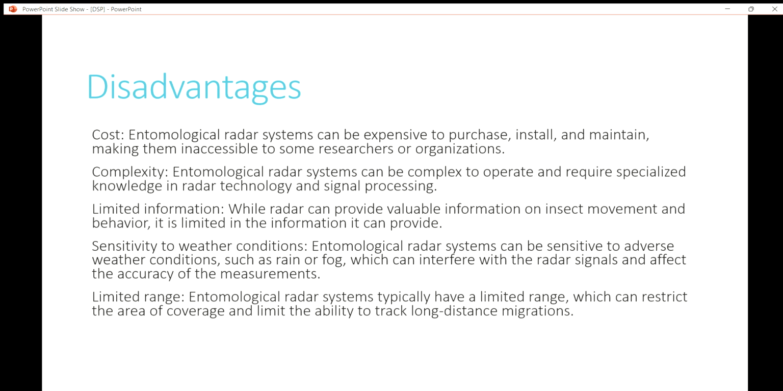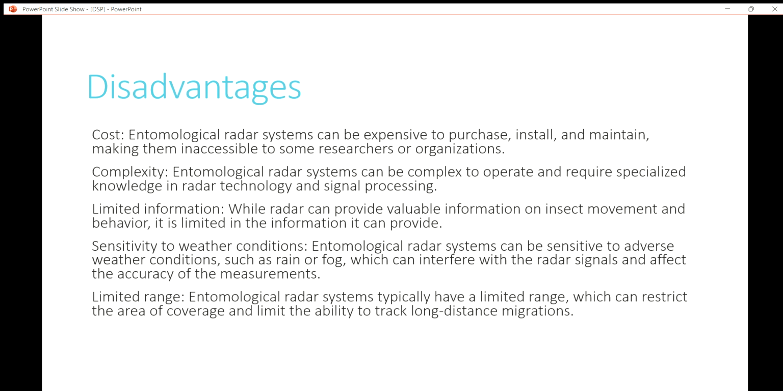And now coming to the disadvantages. There are several disadvantages of this radar, including cost, complexity, limited information, sensitivity to weather conditions, and limited range. These radar systems can be expensive to purchase, install, and maintain, making them inaccessible to some researchers or organizations. And these radar systems can be complex to operate and require specialized knowledge in radar technology and signal processing.